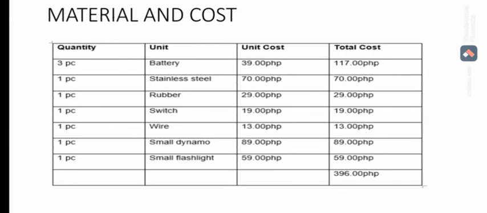One piece of small dynamo, 89 pesos unit cost and 89 pesos total cost. One piece of small flashlight, 59 pesos unit cost, and the total cost is also 59 pesos. So the total value of our innovation tool is 396 pesos.